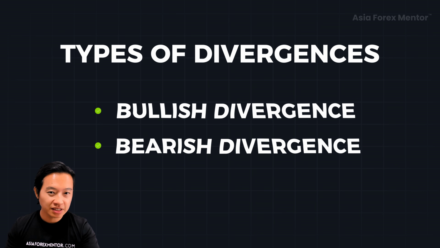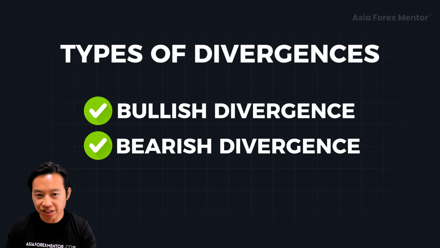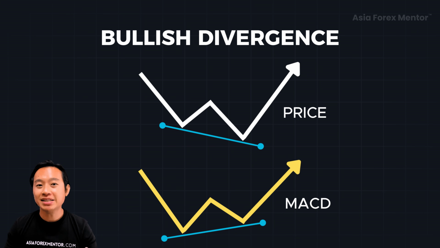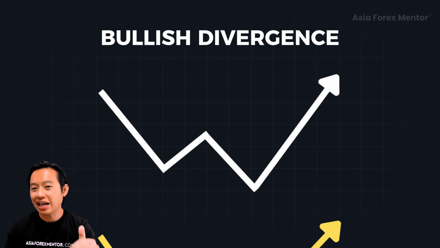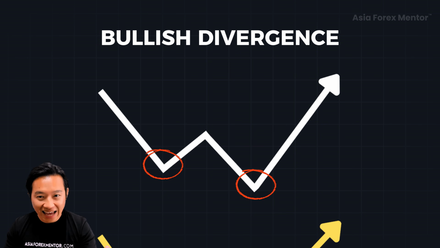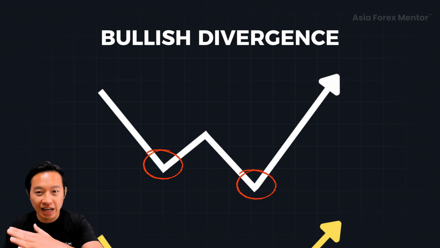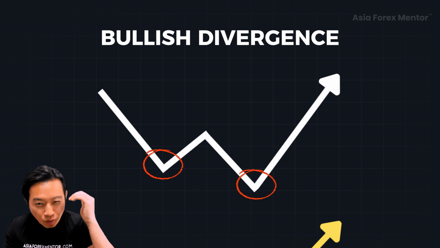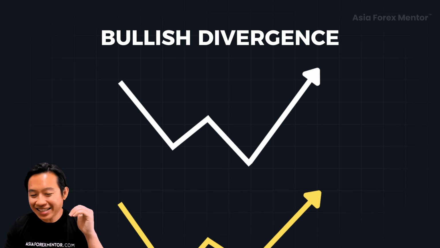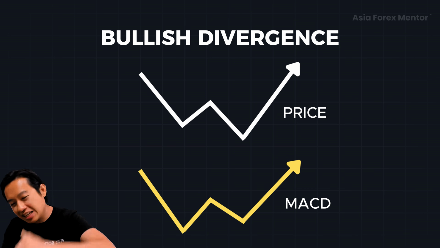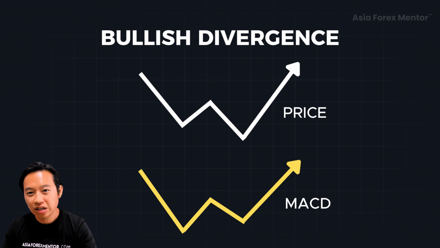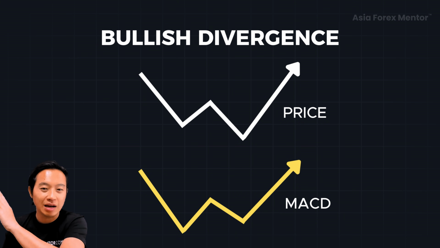Divergence has 2 types: bullish divergence and bearish divergence. So the bullish divergence occurs when price makes a lower low, but the MACD makes a higher low. This shows that the momentum in this lower low move is lesser than what you think it actually is. Okay, the momentum is not as strong as what you think it actually is. It's a sign that the sellers are tired, right? And price will likely stall, go sideways, or reverse upwards.